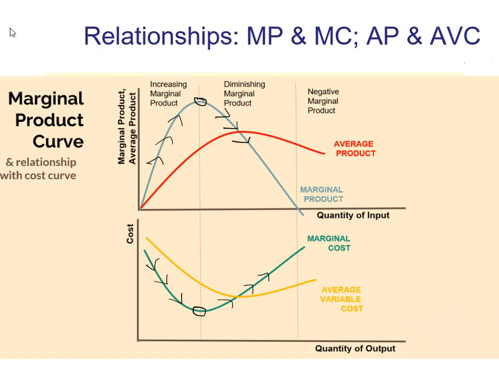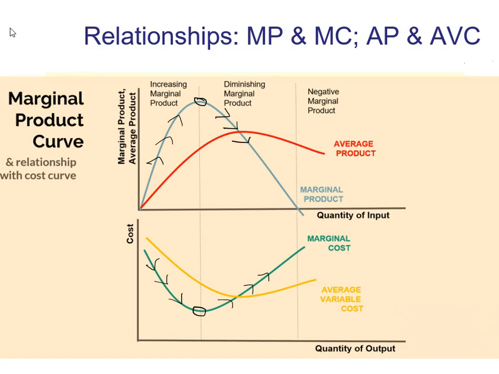So this will always happen. The peak of your marginal productivity will correspond to the minimum of your marginal cost. When your marginal productivity is falling, your marginal costs are rising. Where your marginal productivity is rising, your marginal costs are falling. So these are inverse images of each other, marginal cost and marginal productivity.